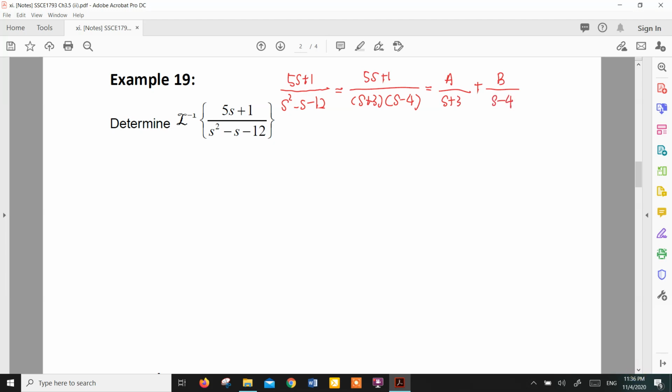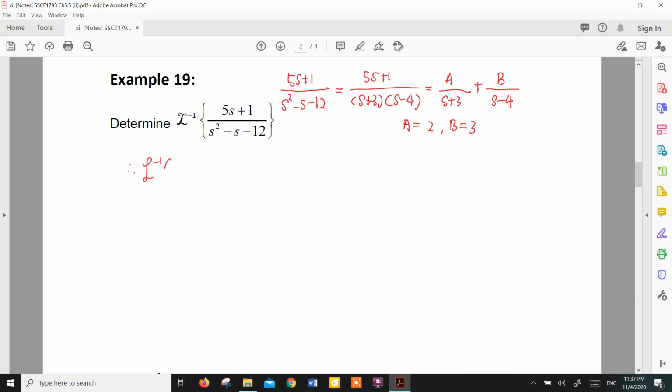So by using partial fraction, you will get A equals 2 and B equals 3. Please do some revision on partial fraction if you don't remember this. So from this partial fraction, you will get A equals 2 and B equals 3.